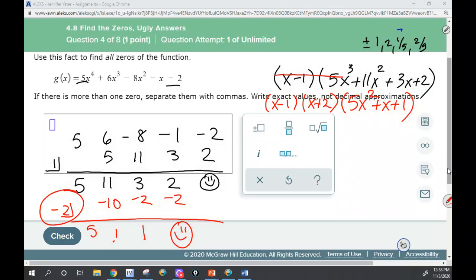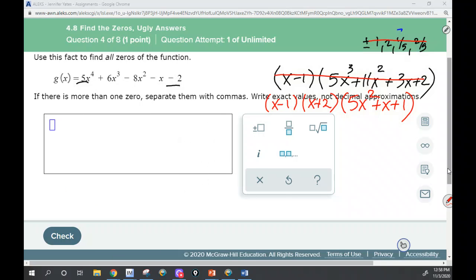I don't need that anymore. What am I going to do on that last quadratic? I'm either going to factor it or I'm going to use the quadratic formula. I'm going to go ahead and say there aren't two numbers that multiply to be 5 and add to be 1. I can't think of any. So we'll use the quadratic formula.